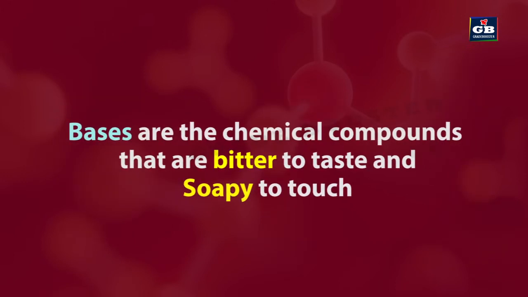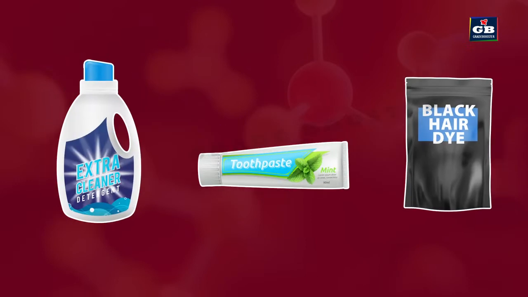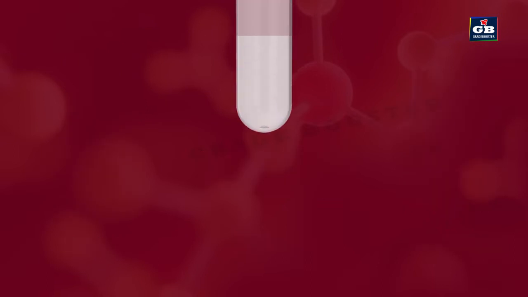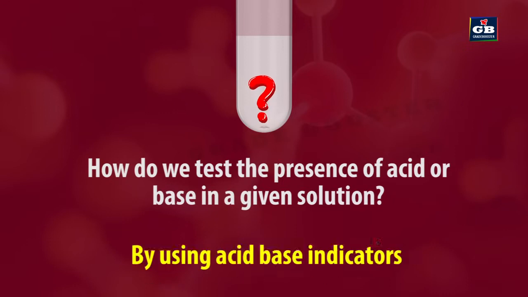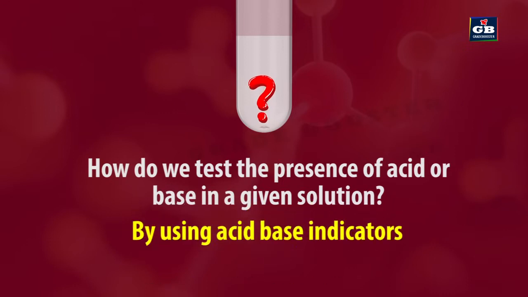Bases are the chemical compounds that are bitter to taste and soapy to touch. Bases are present in detergents, toothpaste, and hair dyes. Then how do we test the presence of acid and bases? We can test the presence of acid or base using acid-base indicators.